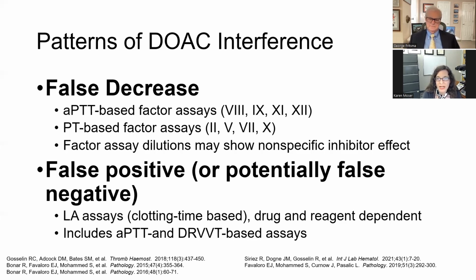Lupus anticoagulant assays, including both DRVVT and PTT-based assays, can have false positive results, particularly with rivaroxaban. And in rare cases, false negative results have been reported. Apixaban is the drug I'm thinking of that's been reported to have a false negative result. So there's definitely the possibility of unreliable lupus anticoagulant results when DOACs are on board. But wait, you say, we as clinical laboratorians have a lot of experience with getting rid of anticoagulants that we don't want to be there.